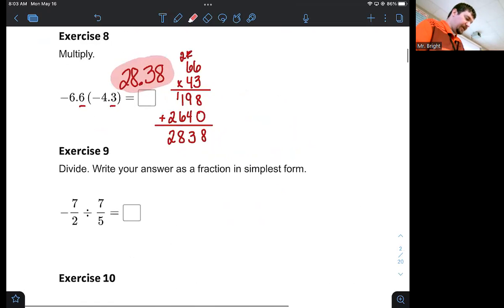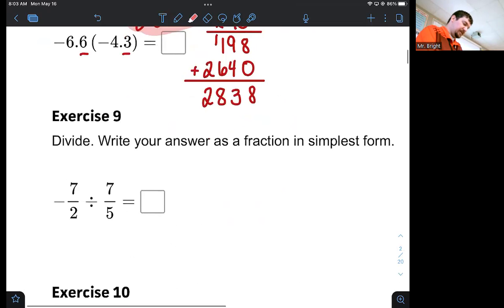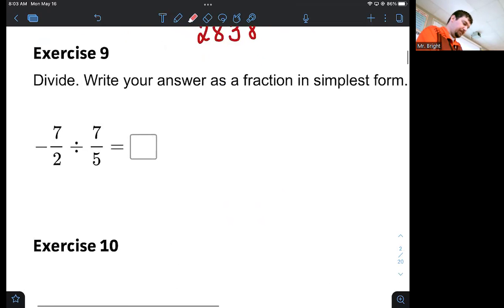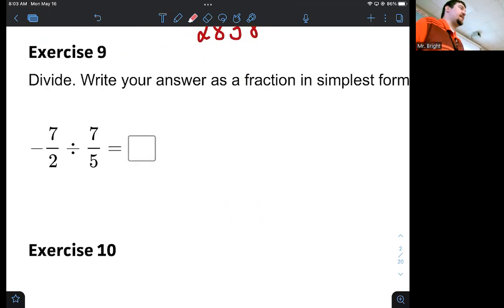Number 9, divide. -7 halves divided by 7/5. Let's take care of the negative. If I'm multiplying two numbers together and one of them is negative, will my answer be positive or negative? It will be negative. I'm just going to go ahead and put a negative right there. I don't need to worry about the negative anymore.